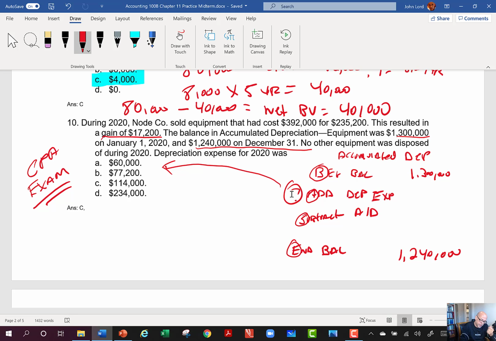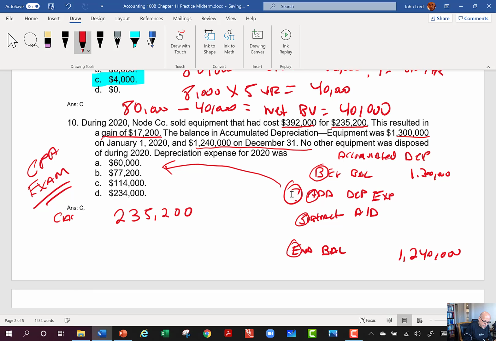Okay, so we know when we look at this, since they're asking us for the add, we have to then figure out the subtract. Well, what was the accumulated depreciation when they sold this asset? That was subtracted from the accumulated depreciation account when they sold it, right? So they tell me that the thing had a cost of $392,000. They tell me that they sold it for $235,200, which was a gain of $17,200.